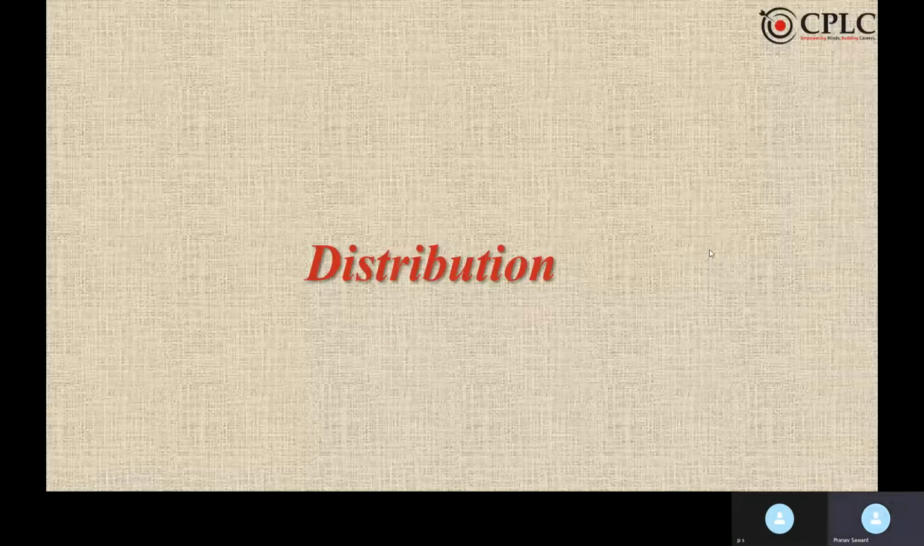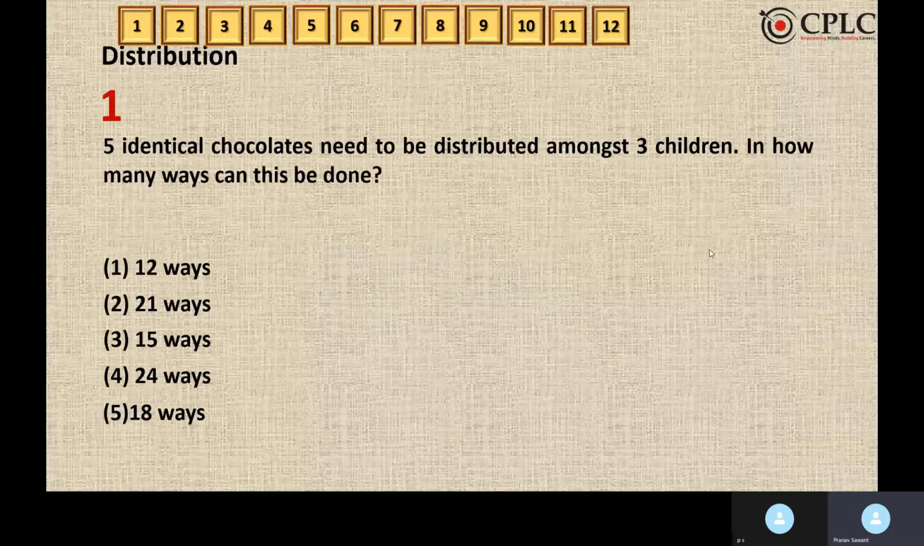Hi guys, so today we are going to solve some questions based on the chapter distribution. First question says five identical chocolates need to be distributed amongst three children. In how many ways can this be done?